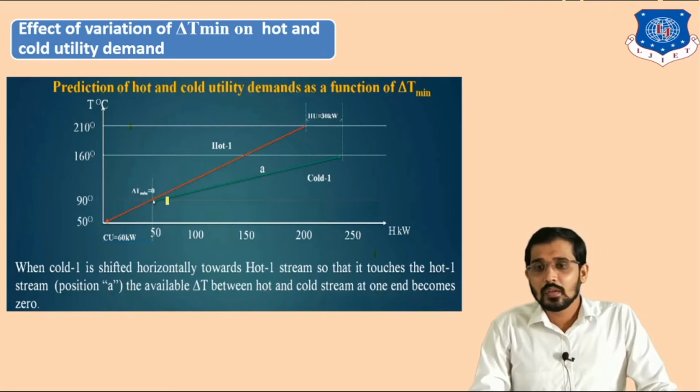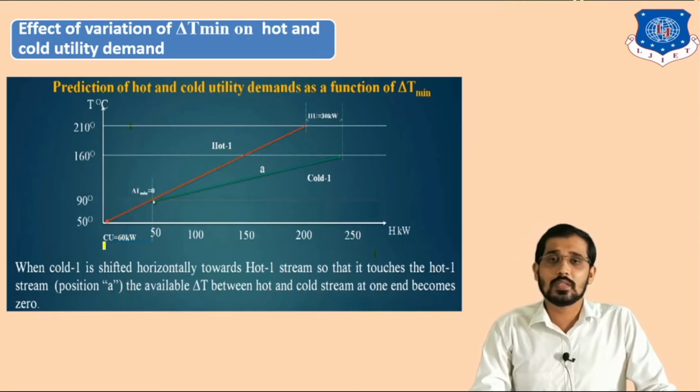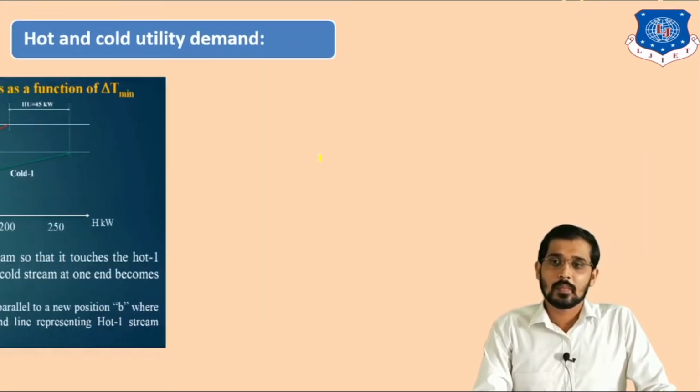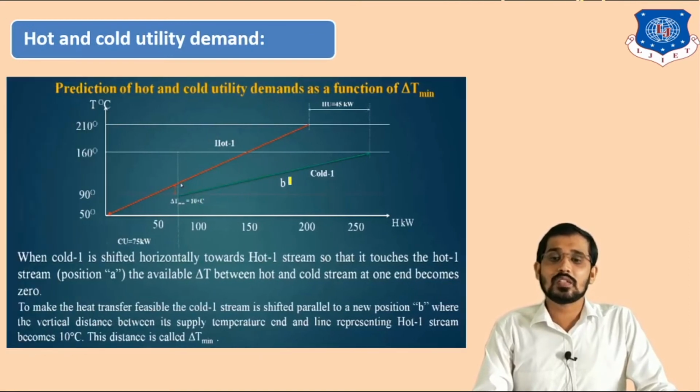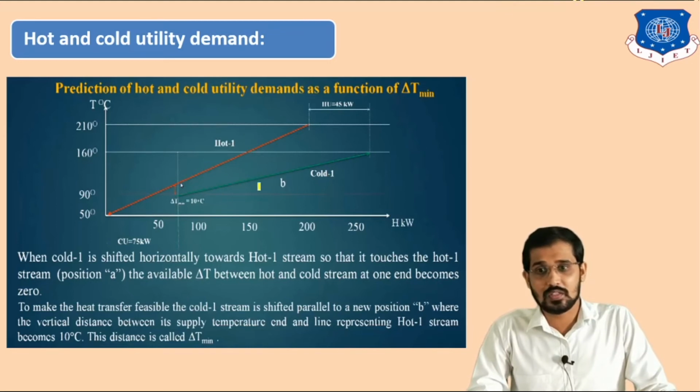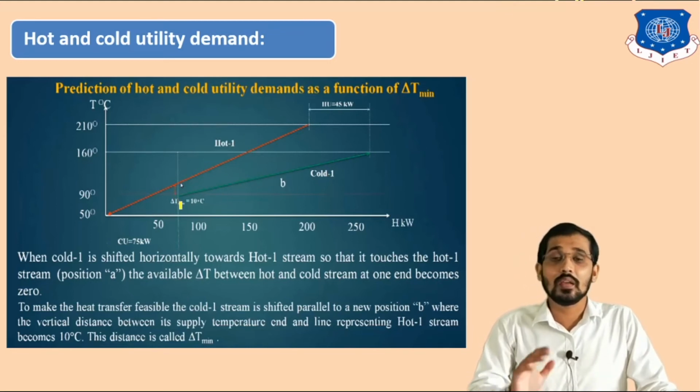You can see here, this is the extra amount of the hot utility, and for that purpose CU is nothing but 60 kilowatt, and for this purpose HU is nothing but 30 kilowatt. Now you can just observe. I am moving this hot stream and cold stream away from each other. Means the hot stream is available here, and I am moving this cold stream away from this hot stream. So you can see here, if I am moving away from this hot stream, delta T minimum increases.